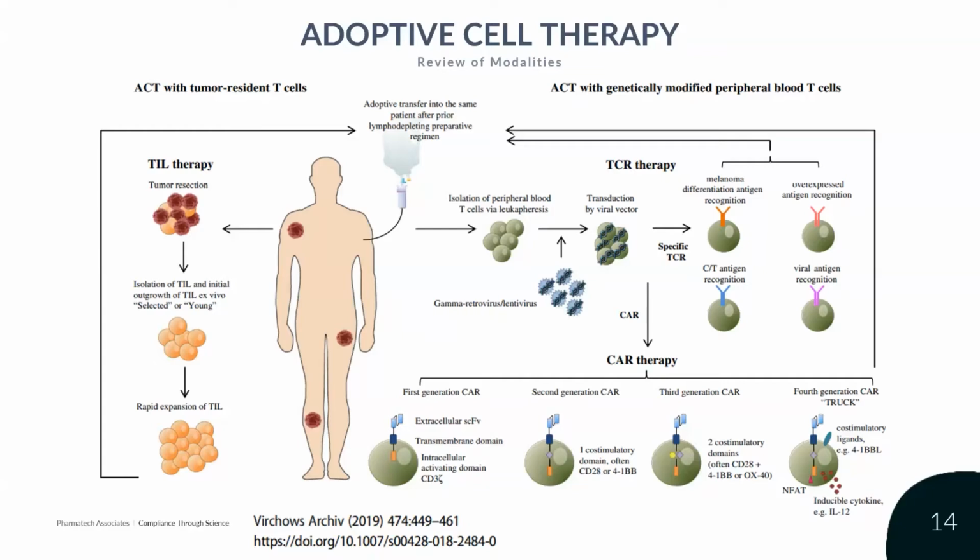That's gone through several iterations already. So your first generation CAR was really this extracellular single chain domain antibody hybridized with a transmembrane domain and an intracellular activating domain called CD3 gamma. But now you have these very complicated fourth generation chimeric antigen receptor designs with multiple co-stimulatory ligands. They can even induce cytokine secretion. So the technology has improved significantly just in the last 10 years.